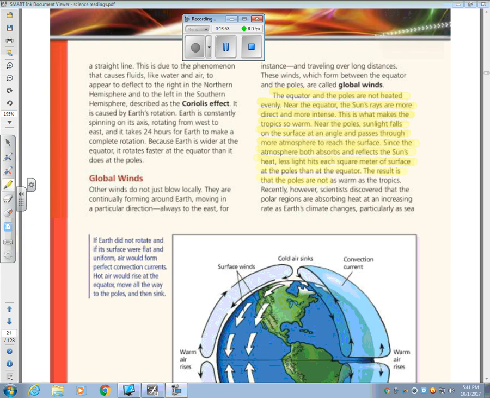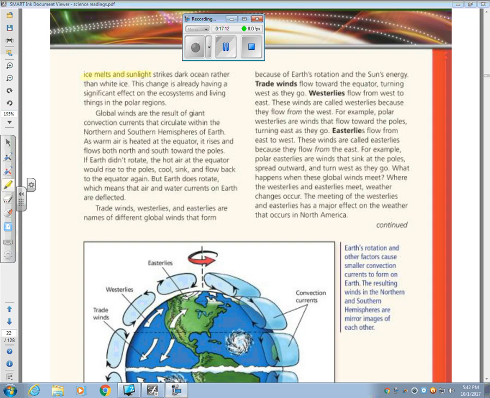Recently, however, scientists discovered that the polar regions are absorbing heat at an increasing rate as Earth's climate changes, particularly as ice melts and sunlight strikes dark ocean rather than white ice. Please turn the page. This change is already having a significant effect on the ecosystems and living things in the polar regions.